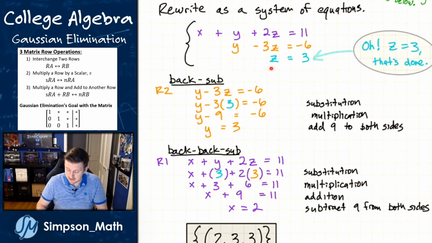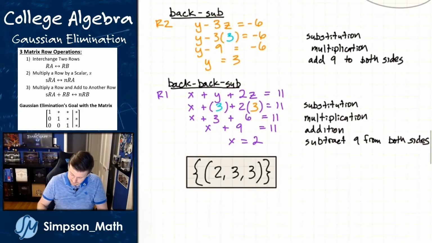So now I have that z is 3 and y is 3. I can then back substitute, plugging the z into here and the y into there. And so then I'm going to have x plus 3 plus 2 times 3 equals 11 with that substitution.